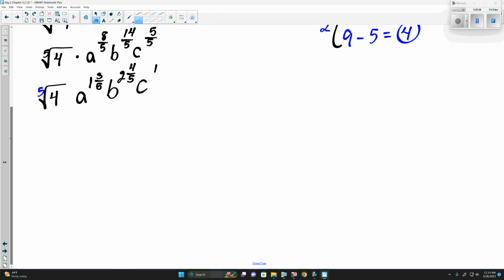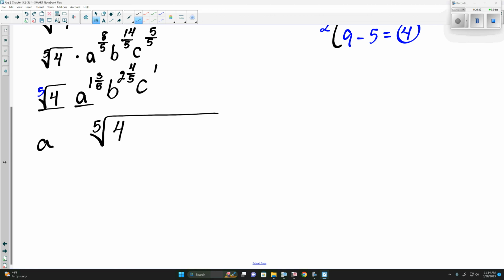Now, to rewrite it back in simplest form, we'll still have the 5th root because some of the terms are going to stay inside the radical, some are going to come outside. Since we couldn't take the 5th root of 4, the 4 stays inside the radical. That takes care of this part. Now, for a, the whole part of our mixed number comes outside. Since the whole number is 1, a to the first comes out of the radical.